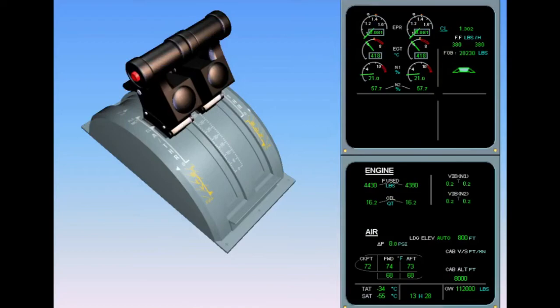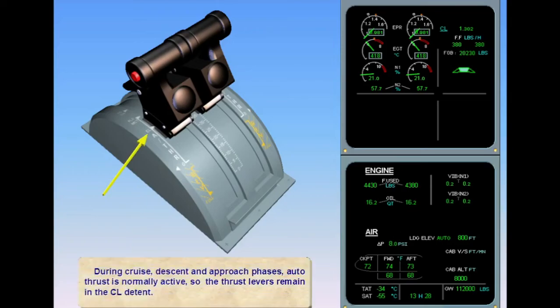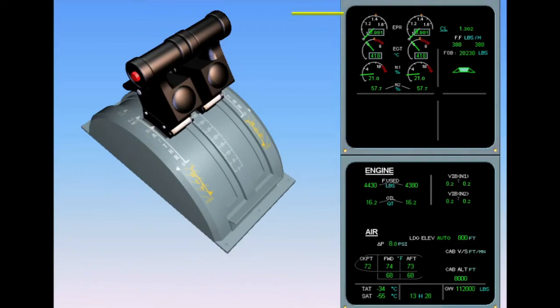During cruise, descent, and approach phases, auto thrust is normally active, so the thrust levers remain in the Climb detent. When auto thrust is connected, if both engines should be at idle, descent, an idle indication appears above the EPR gauges. It flashes for 10 seconds and then remains at steady green. Note that there is a difference between ground idle and flight idle, with flight idle being higher.